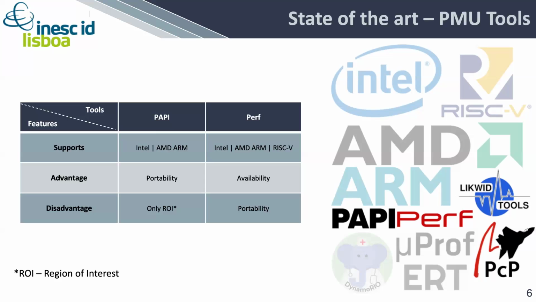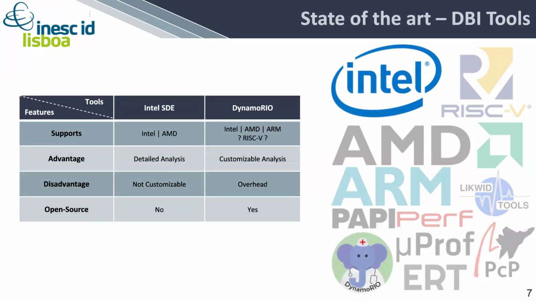Then we have the Perf tool, which is part of the Linux kernel. This tool is the one with the support for the most architectures, since it basically supports any architecture supported by Linux. However, its interfacing is not as easy to port across different architectures, which is why its integration is still a work in progress.